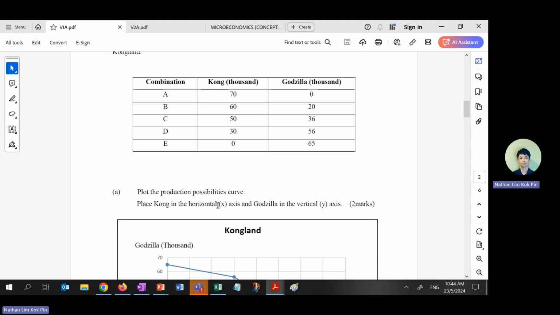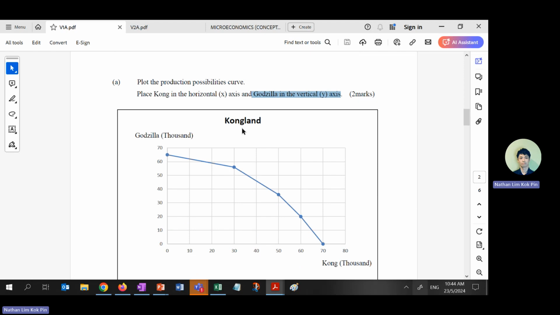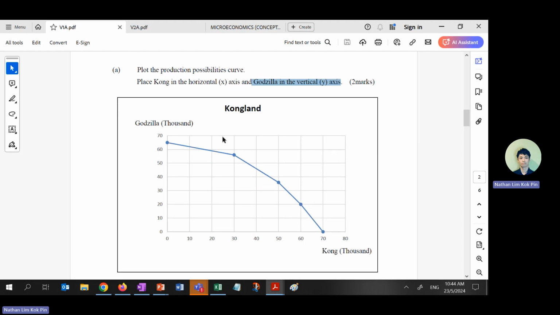Right, okay. So they say Kong in X. No, so I say Godzilla in Y. So for those who put inverse, I minus half mark. For those who put Kong in the vertical, Godzilla on the horizontal, I minus half mark. Right? It should be a pretty straightforward curve.